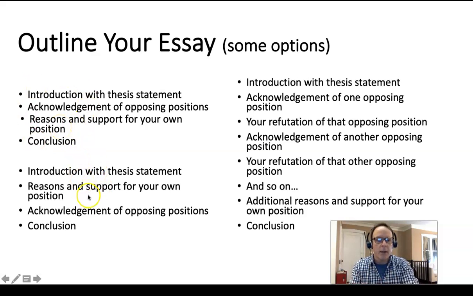It's an argument essay on this kind of important and serious topic. You could also do it a little bit differently. You could put your reasons and support for your own position first, then acknowledge opposing views, then do a conclusion. Or over here on the right, this is a much more involved one, where you do your introduction with your thesis, you acknowledge one opposing view, and you refute that. In other words, you prove it wrong. You acknowledge another opposing view. You refute that.